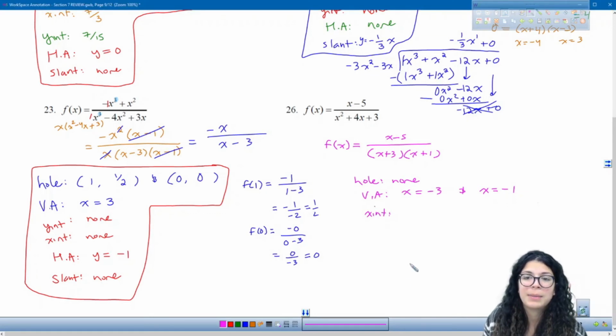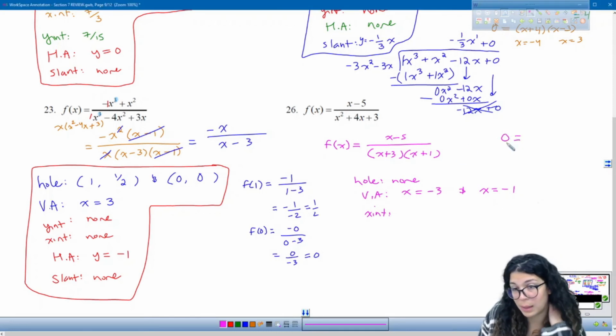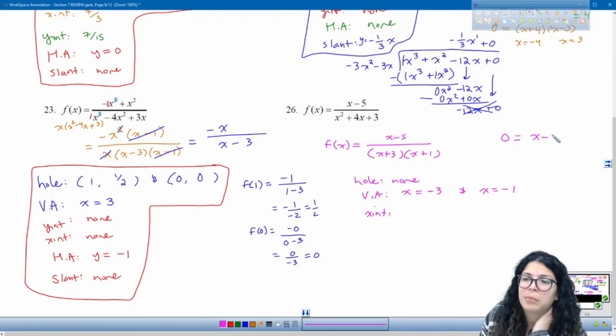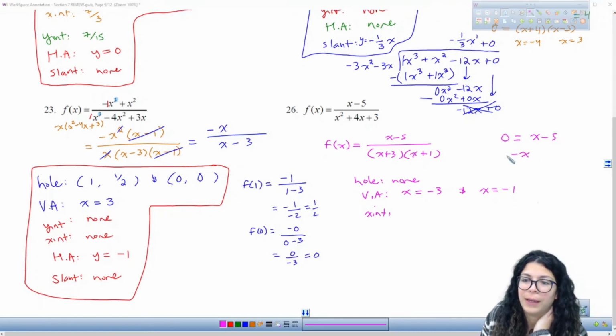Remember that the x-intercept is any value that's going to make the numerator 0, because when you multiply by the denominator, 0 times the denominator would just be 0. So it'll be for x value of 5.